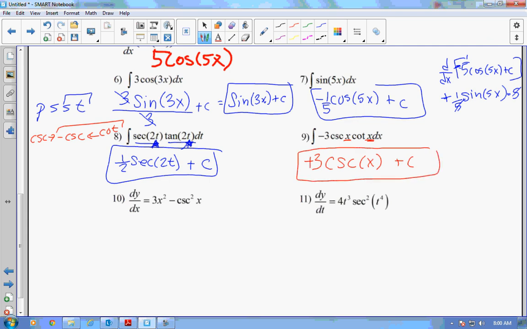Oh, yeah. Yep, you're right. Positive 3. Yeah, because the derivative of negative cosecant cotangent is positive cosecant. Yep. Okay, so number 10.